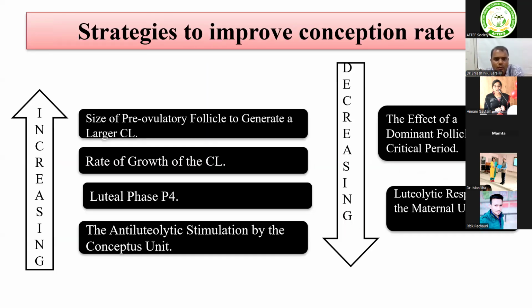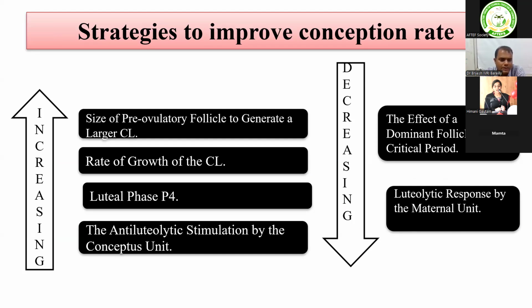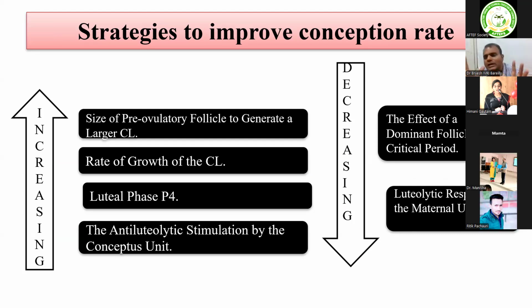So strategies to improve, there are a lot of strategies in books also. You have to increase the size of the follicle, you can increase the growth rate of the corpus luteum also, you can increase luteal phase progesterone, you can increase the antiluteolytic stimulation by the conceptus also, so you have to go for the antiluteolytic strategy. All those strategies by which you can increase the progesterone production, you can increase the donor synchrony, you can increase the nutrition of the donor. So all those aspects you have to take care of very critically.